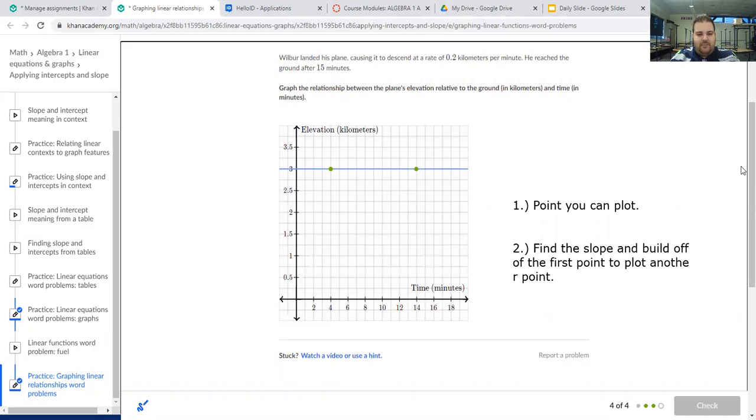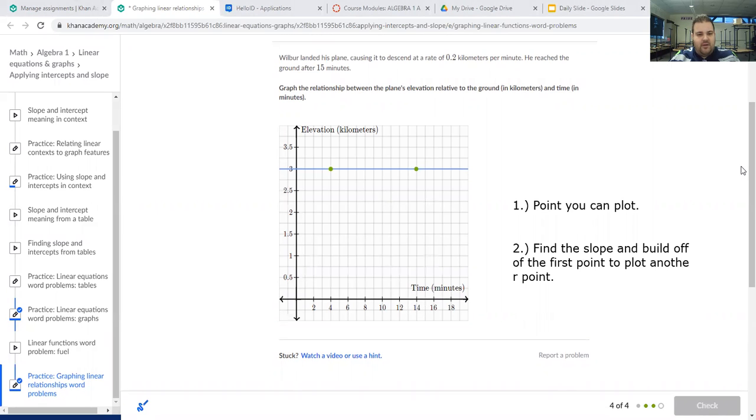Wilbur landed his plane, causing it to descend at a rate of 0.2 kilometers per minute. He reached the ground after 15 minutes. Graph the relationship between the plane's elevation relative to the ground in kilometers and time in minutes.